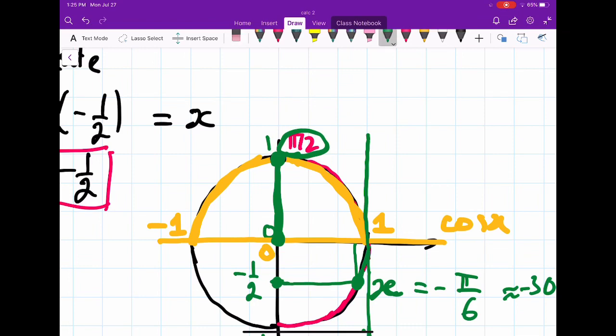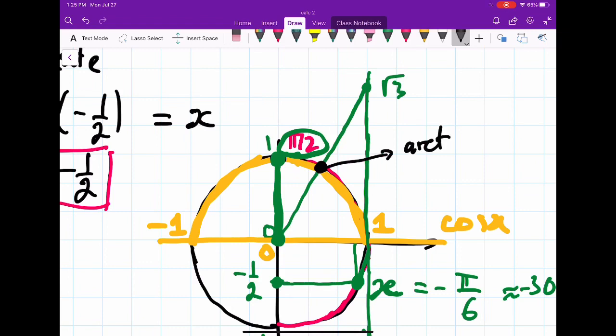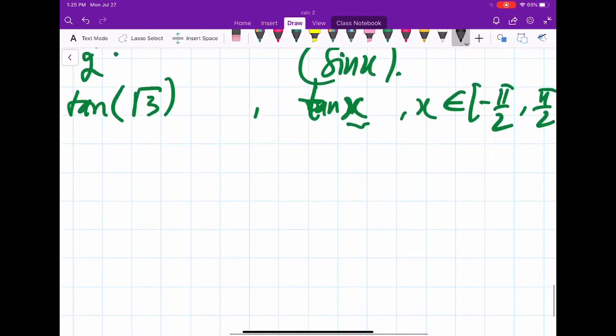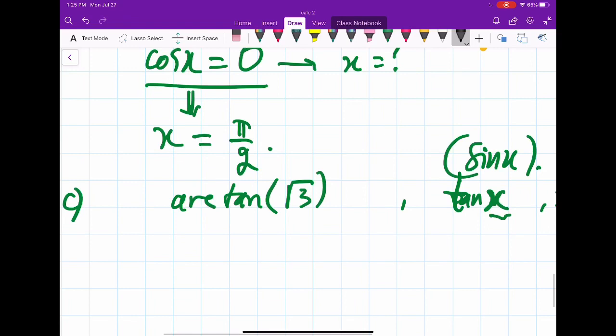So I think square root of 3 might be around here, okay? And to find the angle, I need to connect that with the origin. That straight line will intersect with the unit circle at this point, and this is what I need to find: arctangent of square root of 3. So you may put arctangent equal to y. From here you get tangent y equal to square root of 3.